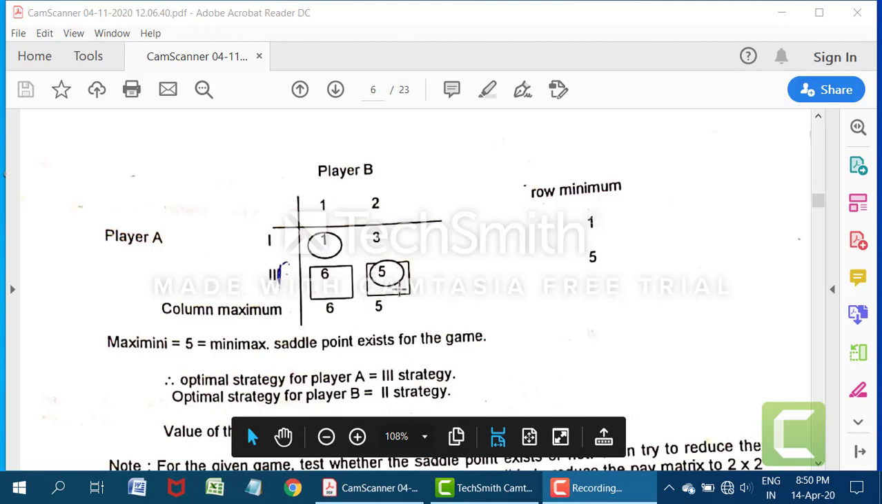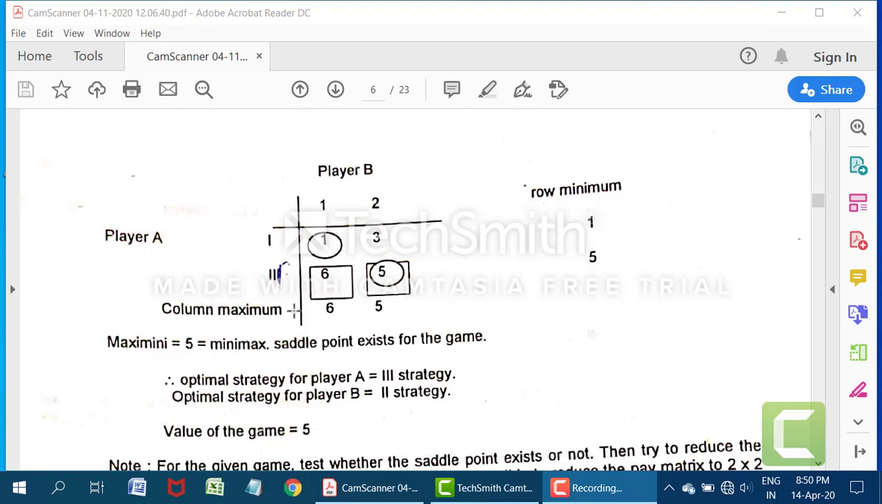Circle coincides with this one. So row minima are always encircled. Column maxima are always squared. If that is the case, coincidence exists. Circle coincides with the square means saddle point exists. This corresponds to the second strategy of player B. This corresponds to the third strategy of player A.